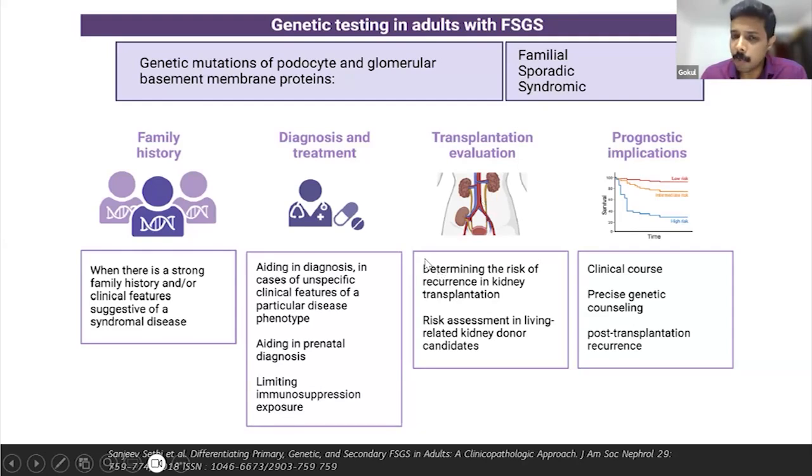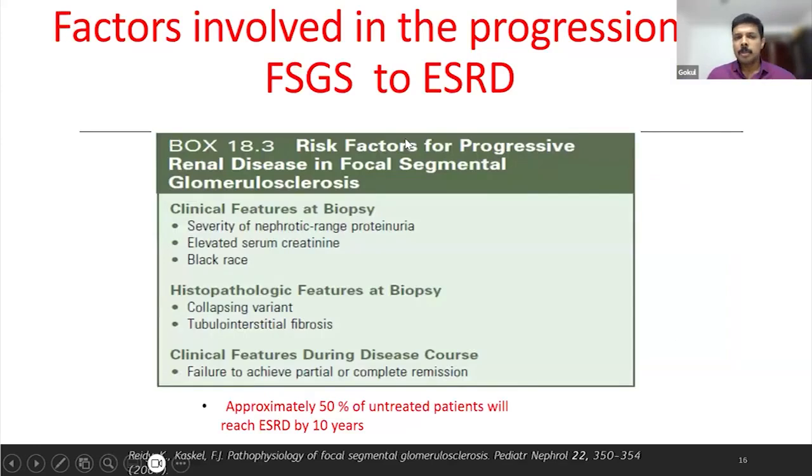Other than this, most of these variants do not recur in the post-transplant period. So with the genetic analysis, we can have an idea about the clinical course. We can give precise genetic counseling and have an idea about the post-transplant recurrence. So once we identify a patient who is having FSGS, we have to see the risk factors involved in the progression of FSGS to ESRD.